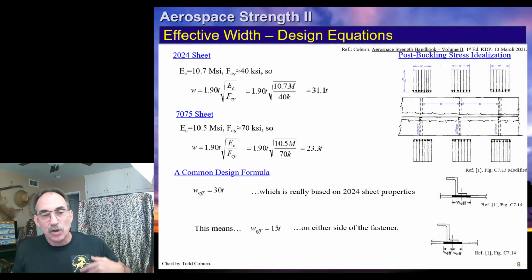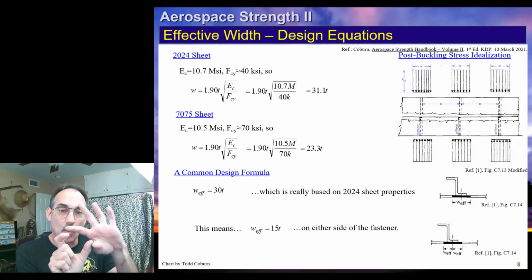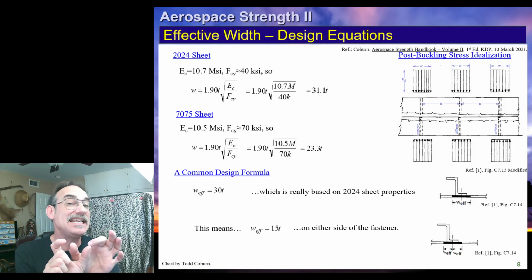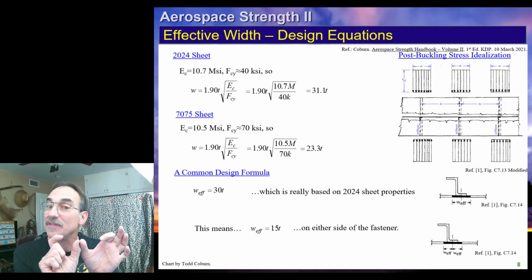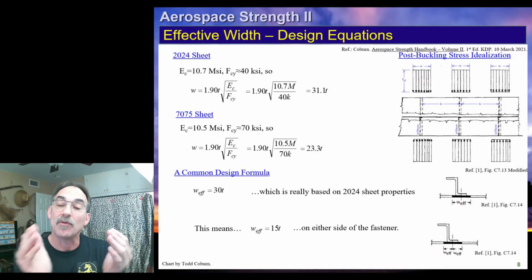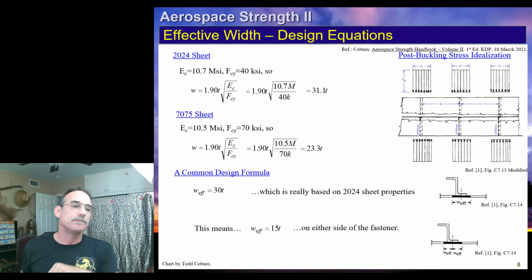So if we look at that further, if 30 times the thickness is the width of skin acting with the stringer, then that means 15T on one side and 15T on the other side of that fastener. That can be a useful relation when we're accounting for multiple fasteners through the stringers. We'll talk about that again in a moment.